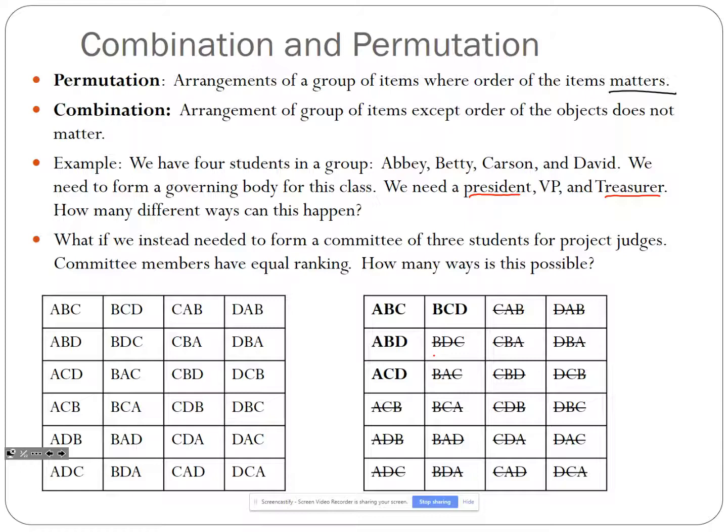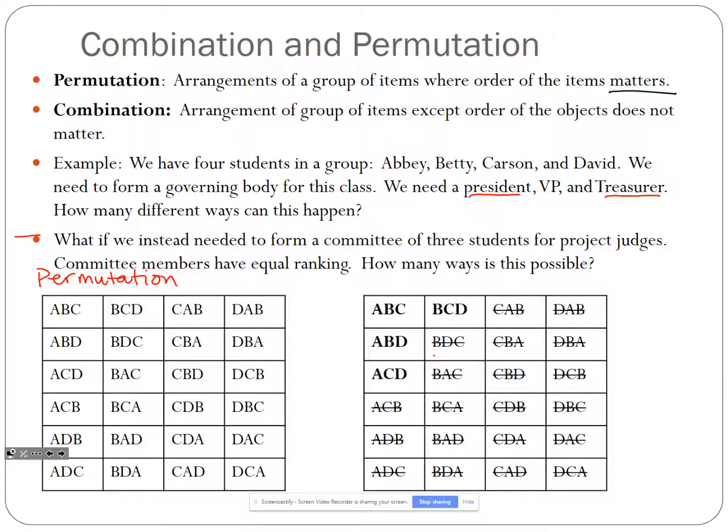And if you look at this table right here, it shows all of the different ways that those 4 individuals can be arranged in a president, vice president, and treasurer role. Order matters. We'll look at the second bullet here. What if we instead needed to form a committee of 3 students for project judges? Committee members have equal ranking. How many ways is this possible?